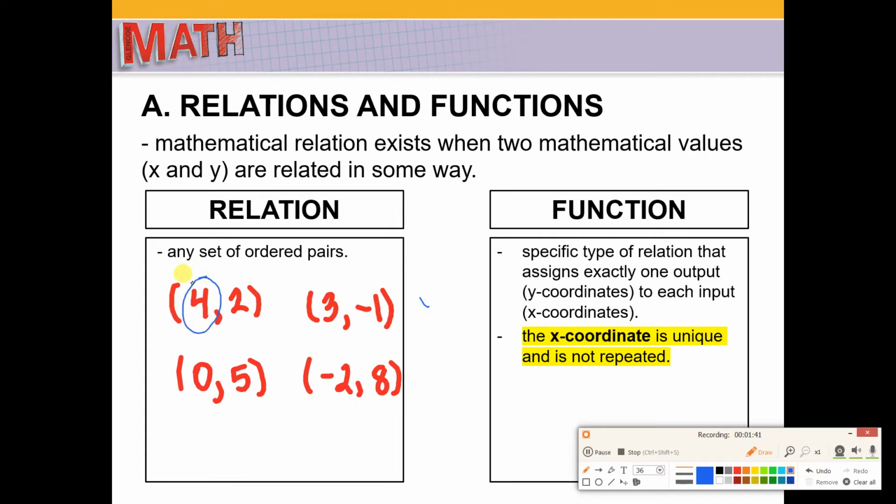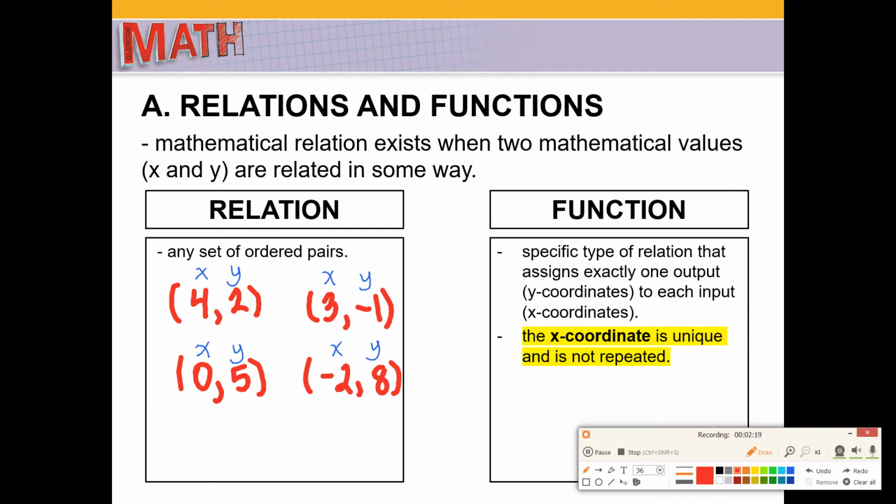The first number is the x value, and the second number is the y value. So in our second example, the 3 will be x, and -1 will be y; 0 will be x, and 5 will be y; and -2 will be x, and 8 will be y. Again, ordered pairs are written in such a way that x is the first number and y is the second number.